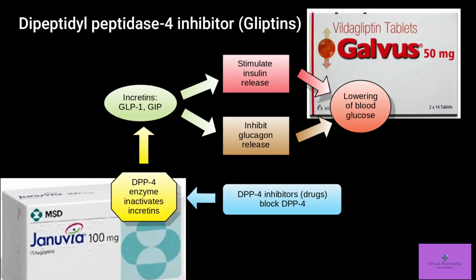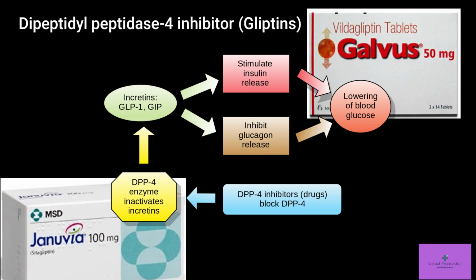Dipeptidyl peptidase 4 inhibitors. Incretins like glucagon-like peptide 1 and glucose-dependent insulinotropic polypeptide are a group of gut peptides that stimulate the secretion of insulin from beta cells and suppress glucagon release, decreasing blood glucose level. DPP-4 is an enzyme responsible for the degradation of GLP-1 and GIP. Inhibition of the DPP-4 enzyme increases incretins and decreases the blood glucose.